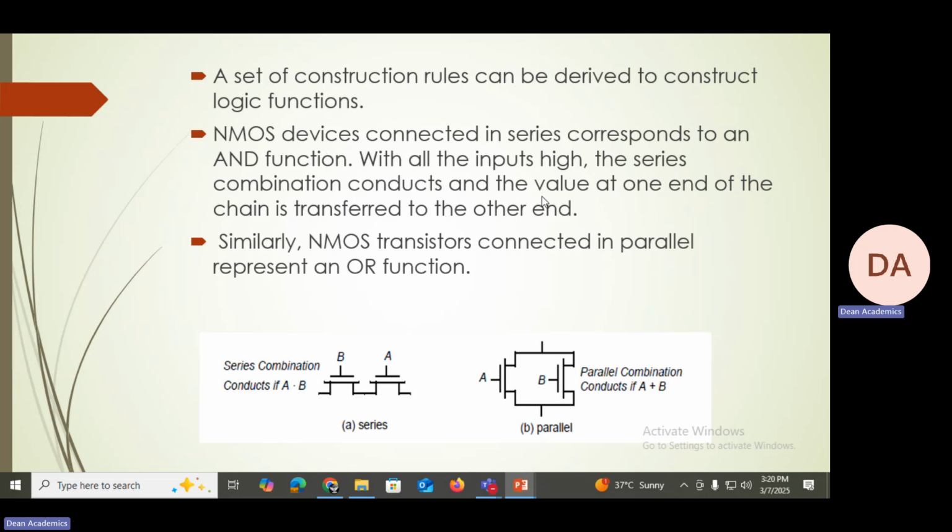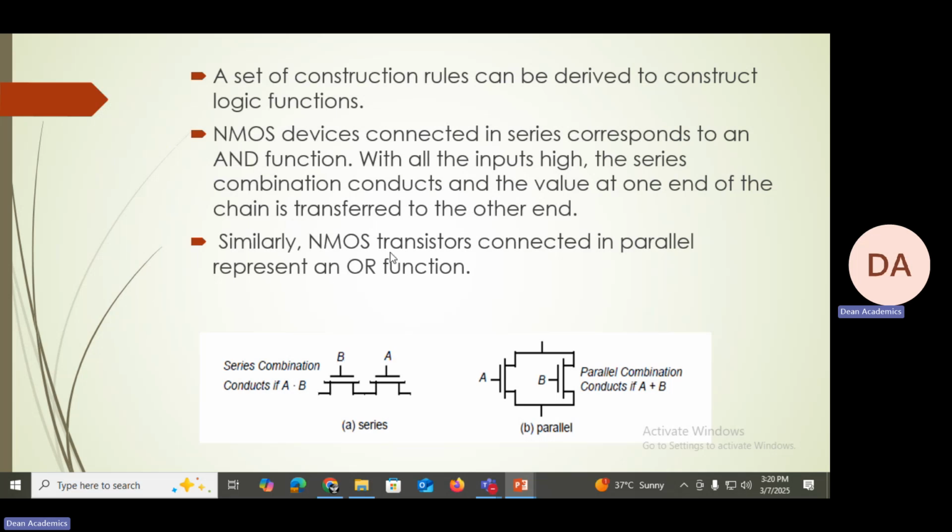NMOS devices connected in series like this act as an AND gate. That means both inputs are high: at the gate of A we have applied logic 1 and B is also logic 1. Therefore, this is an on switch and this is also an on switch. Therefore, the input passes freely to the output. Therefore, it is an AND gate. If both A and B are 1, the output is 1. Otherwise, the output will be 0.